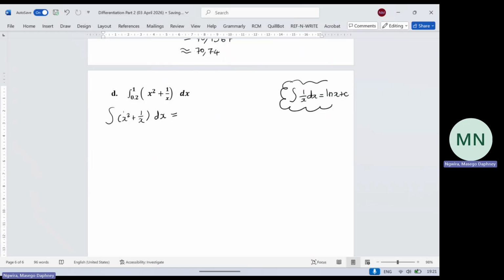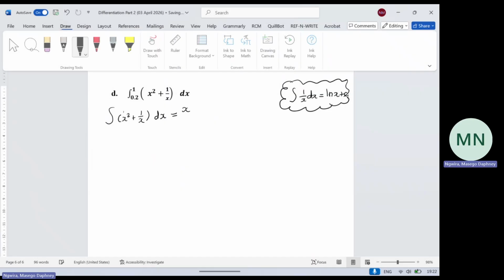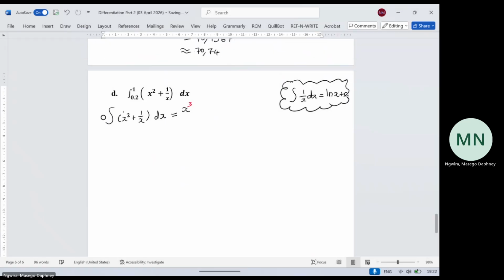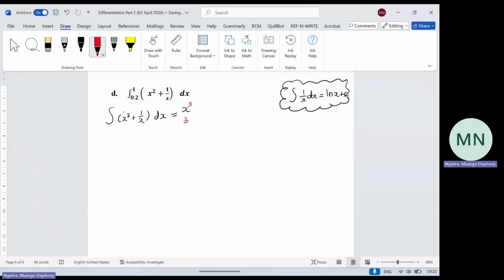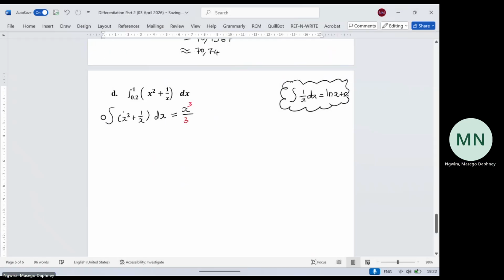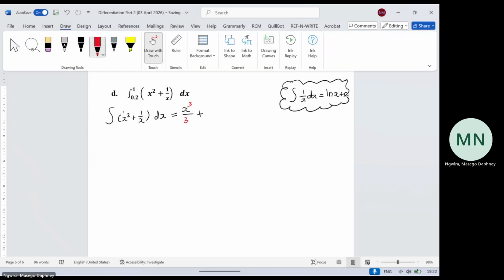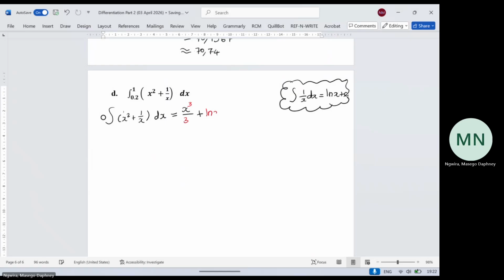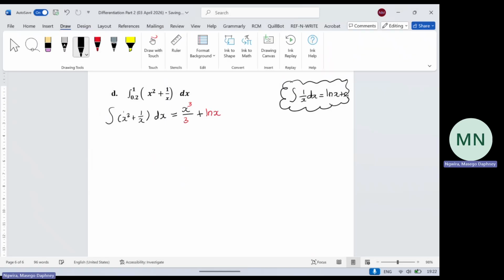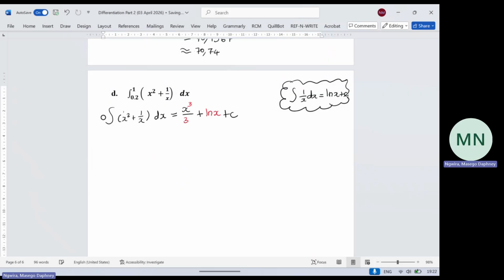Just to remind you. So the integration of this will be x to the power of 3 over 3, because it's 2 plus 1, don't forget, and then plus ln x. Your calculator also has ln. And then we say plus c. Now we have the integration, now we can evaluate.